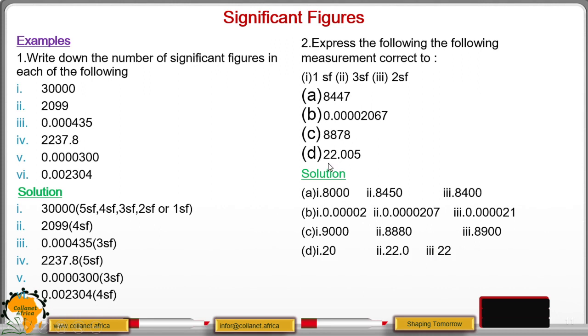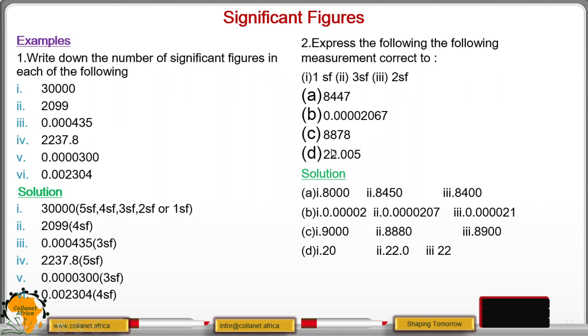Then we move to the next one. Correct to 1 significant figure, we count 1. Then all the others are zeros, so it becomes 20. Correct to 3 significant figures, you count 1, 2, 3. The fourth digit is 0, therefore it is not changing our previous digit, so it becomes 22.0.